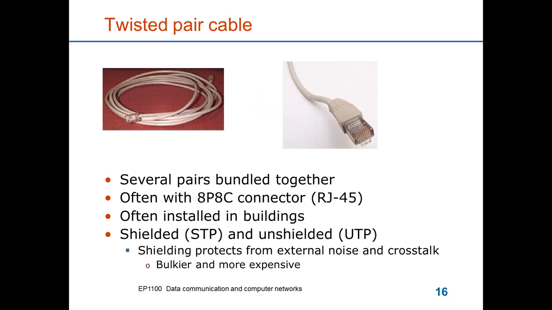Twisted pair cables often have several pairs bundled together. Often we have a connector such as the 8P8C connector, often referred to as RJ45, and it's often installed in buildings. It's a cable that's cheap and simple to install and to put contacts on. There are shielded versions and unshielded versions. The unshielded version is most common and it's called UTP. The shielding protects from external noise and crosstalk, but it's bulkier and more expensive.